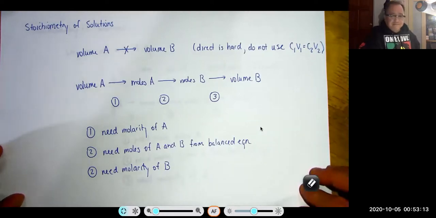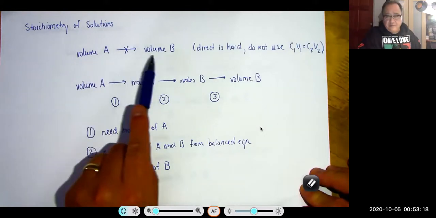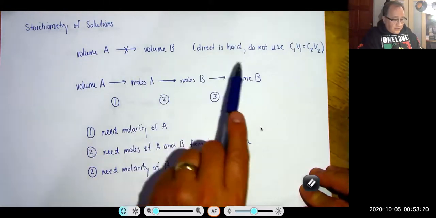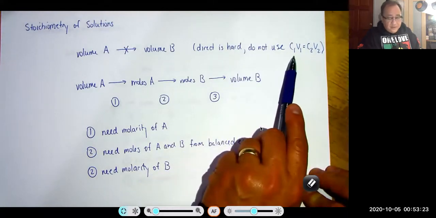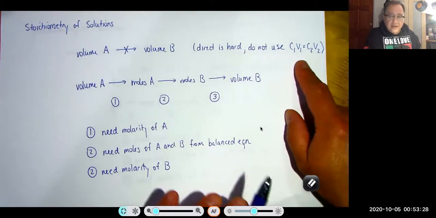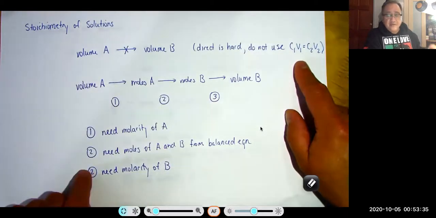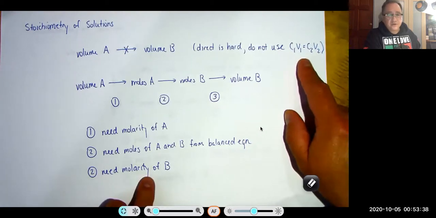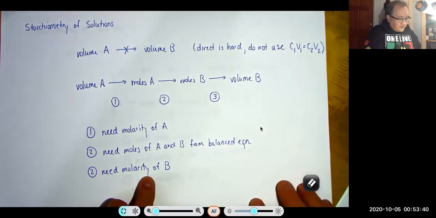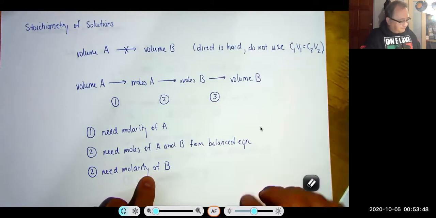Here's what you do. You want to go from the volume of A usually to a volume of B. The direct is hard, and please don't use C1V1 equals C2V2. This is a rather simple way of looking at things. It only works for one type of reaction, and that's where the moles of A equals the moles of B. If they don't equal, this doesn't work, so don't use this. They teach this on things like Khan Academy and sometimes in high school chemistry. We want to use a more sophisticated approach.